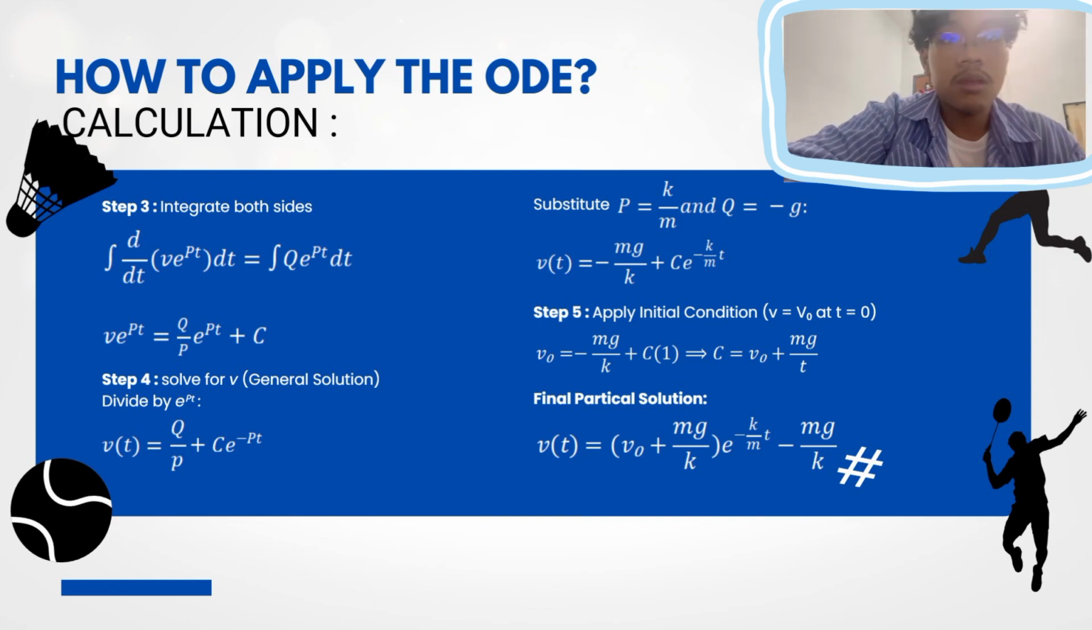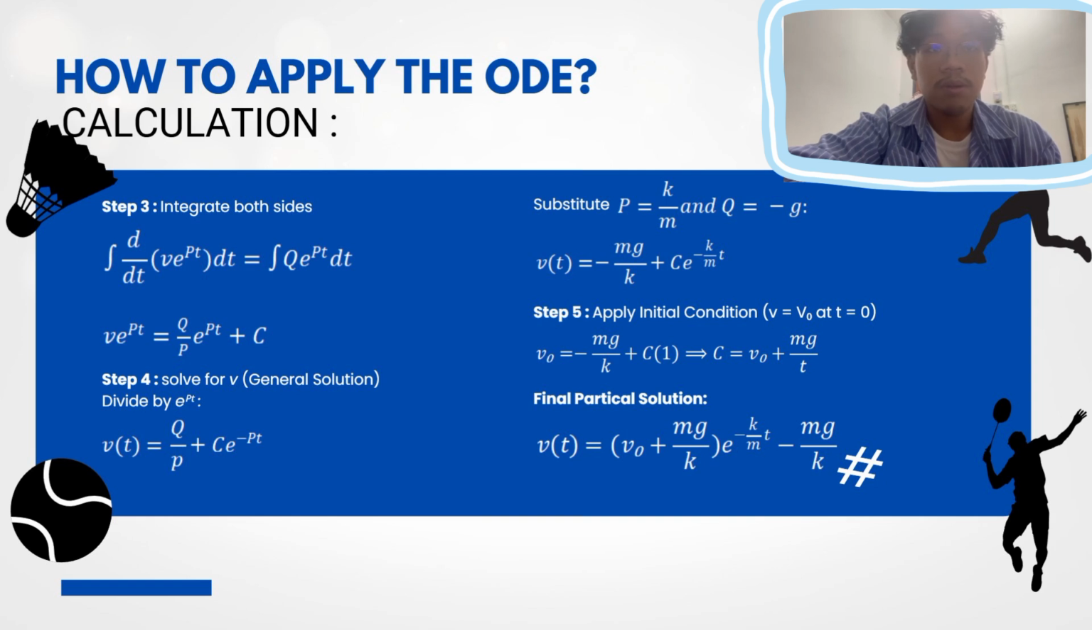multiplied by t. So step 5, we need to apply the initial condition, which is v is equal to v0 at t is equal to 0. So we need to find v0. So v0 is equal to negative mg per k plus c multiplied by 1. So we get the solution, which is c is equal to v0 plus mg over k.